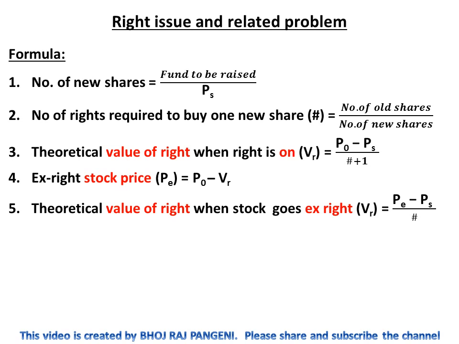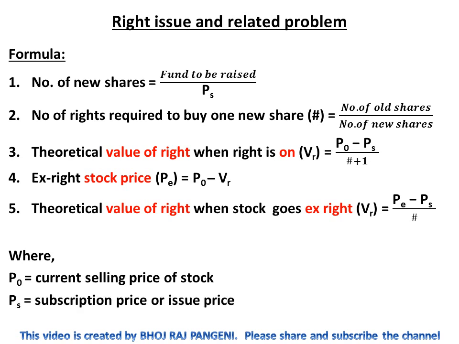Now, fifth, theoretical value of right when stock goes ex-right. Look at the red color, value of right. This is also the value of right, but when the stock goes ex-right, meaning after right offering, the value of right will be at the ex-right price. VR equals PE minus PS, where PE means the ex-right price of stock, minus PS, the subscription price, divided by N, where P0 means current selling price of stock, PS means subscription price or issue price.